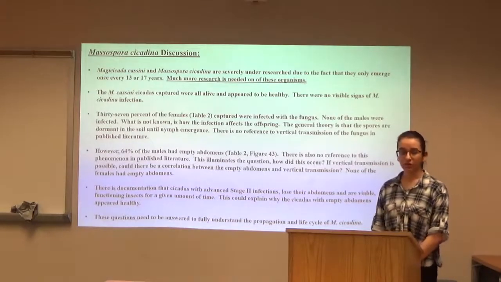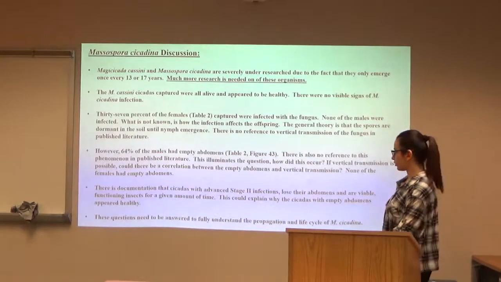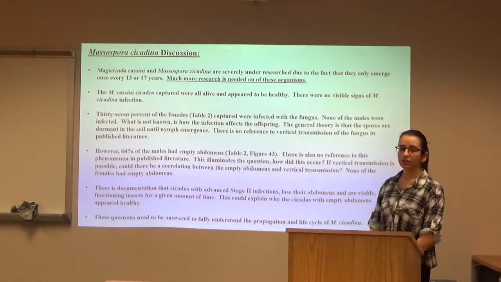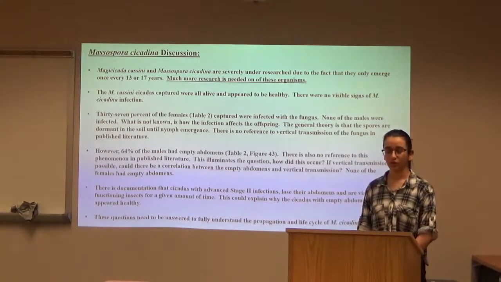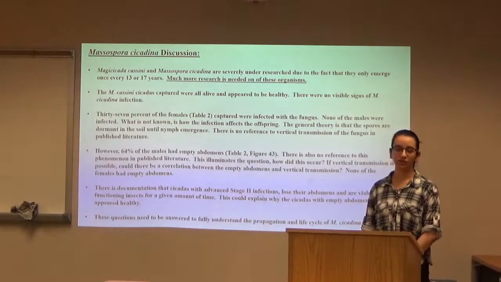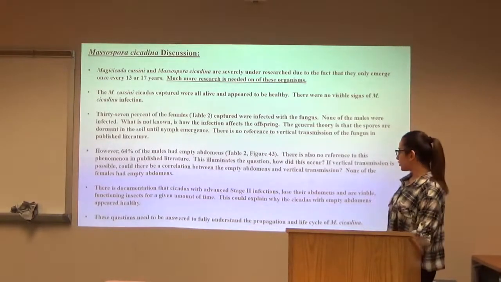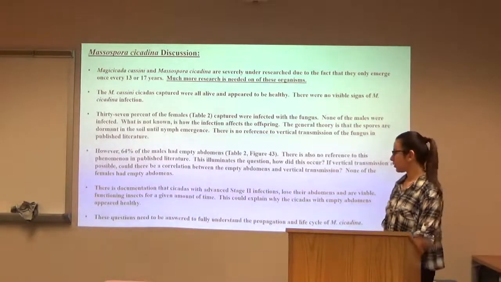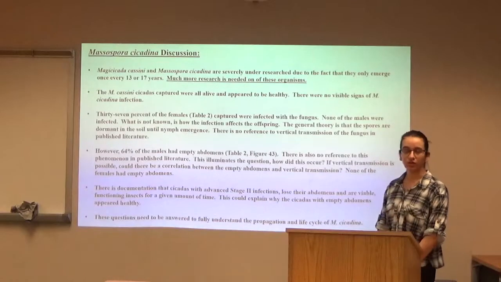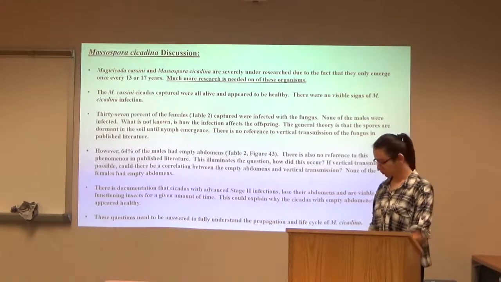If vertical transmission of the fungus is possible, could there be a correlation between the empty abdomens and the vertical transmission? It has been shown that insects who reach stage 2 of the infection lose their abdomen but are still viable and functioning for a given amount of time. This could explain why the cicadas appear to be healthy while having empty abdomens. These questions need to be answered to fully understand the propagation and life cycle of Massospora cicadina.